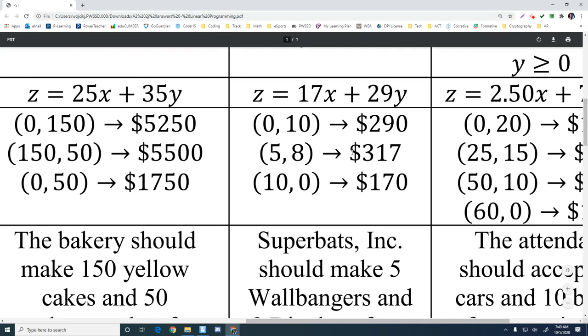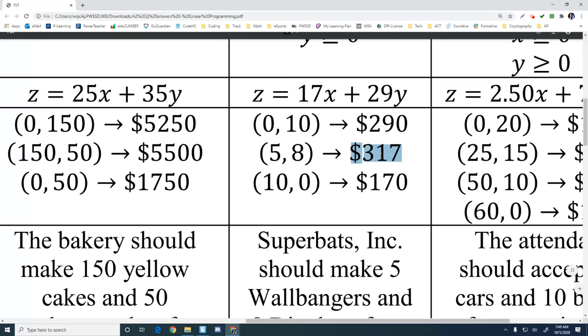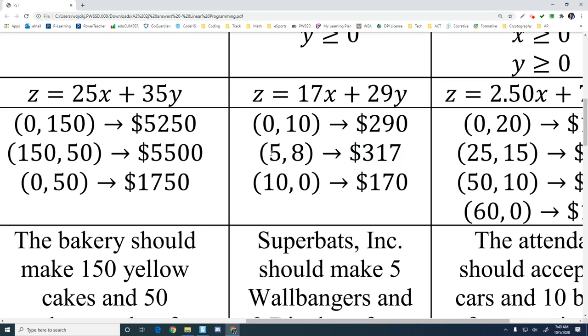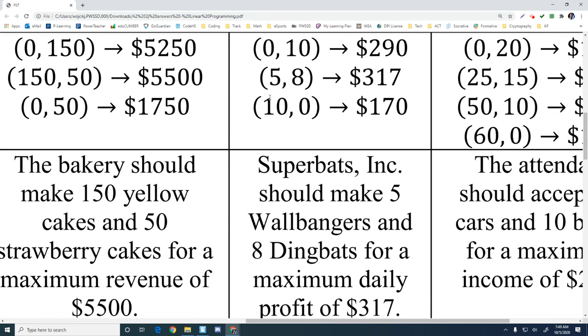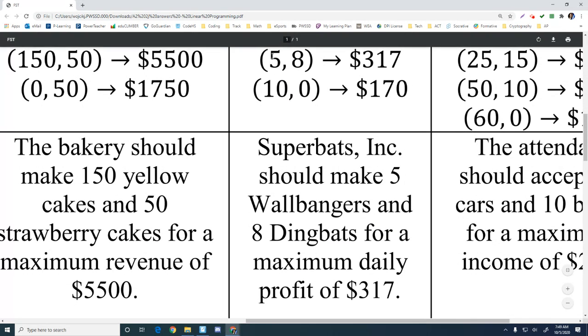And you can see I'm trying to maximize my profit. Well, obviously 317 is the most money that I can make. And that's at the coordinate (5, 8). So then I just had to interpret that answer and say, oh, okay, well, 5, that was my x, that was wallbangers. So we should make 5 wallbangers. And 8 was the number of dingbats, so we should make 8 dingbats, and we'll get a maximum daily profit of $317.